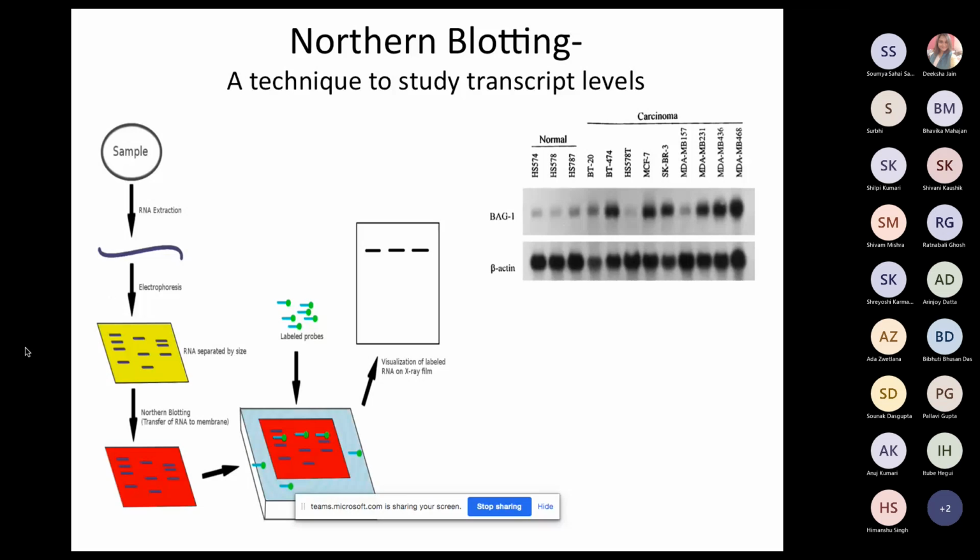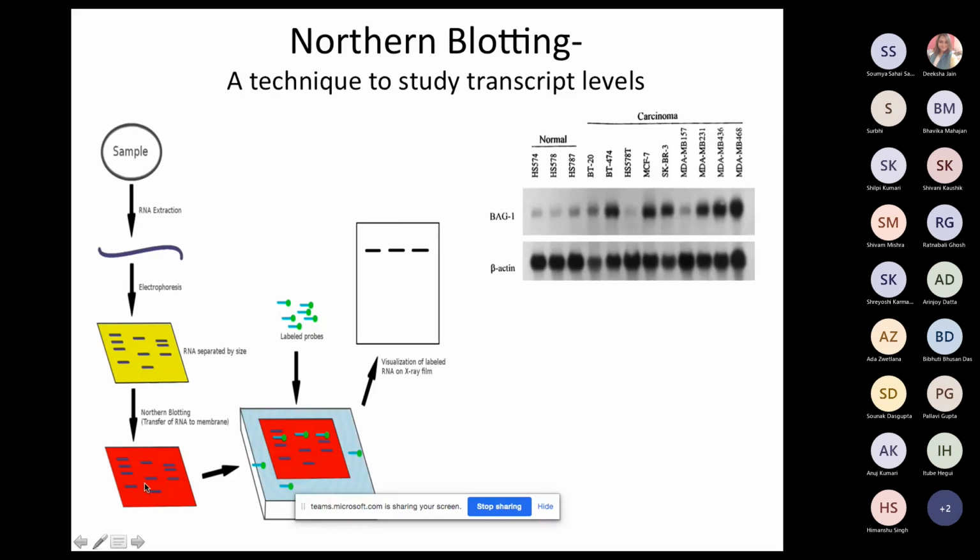So once you run it on gel, then you transfer it to a membrane. How do you transfer it? It's exactly like southern blotting, so I'm not going through it. If you remember, there was a wick and there was this capillary action by which the DNA from the gel is then transferred to a membrane.